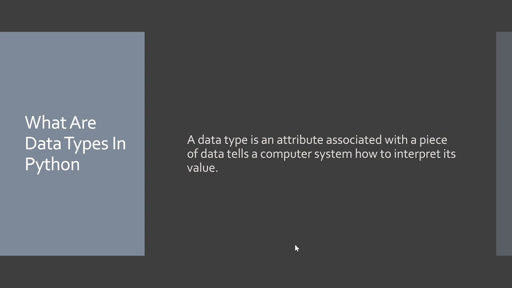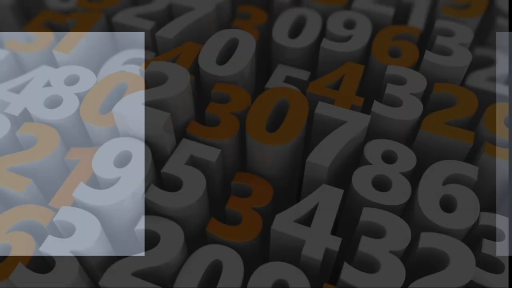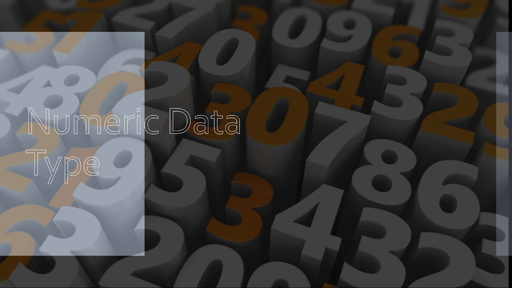A data type is an attribute associated with a piece of data that tells a computer system how to interpret its value. Knowing what data types to use ensures that data is collected in the perfect format. It also ensures that the value of each property is as expected. Python offers raw data types to allow data to be assigned to variables or constants. The five main types, which are classed as literal, consist of numeric, sequence, dictionary, boolean, and set.